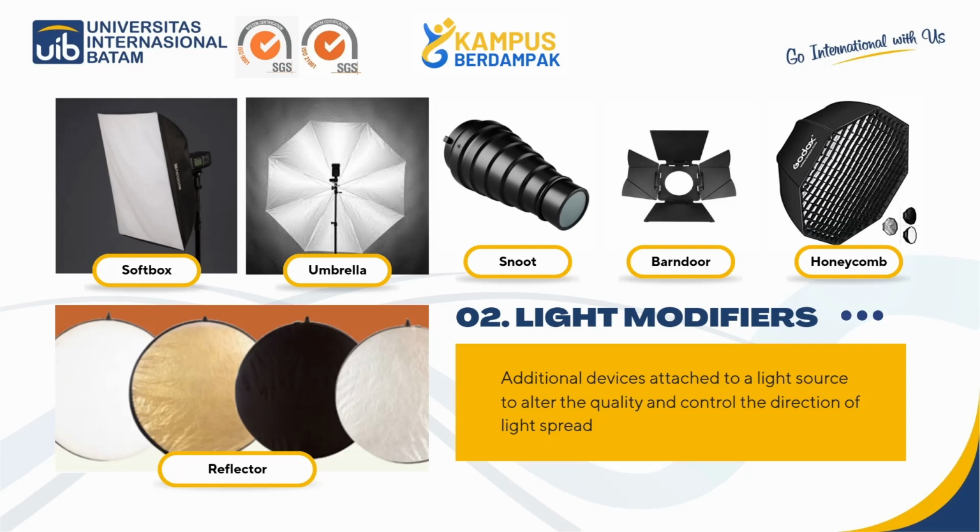The third, we have reflectors. Well, it is basically a portable disc that comes in many different colors such as white, silver, gold, or even black. This is used to bounce existing light back onto the subject in order to fill in some dark shadows.